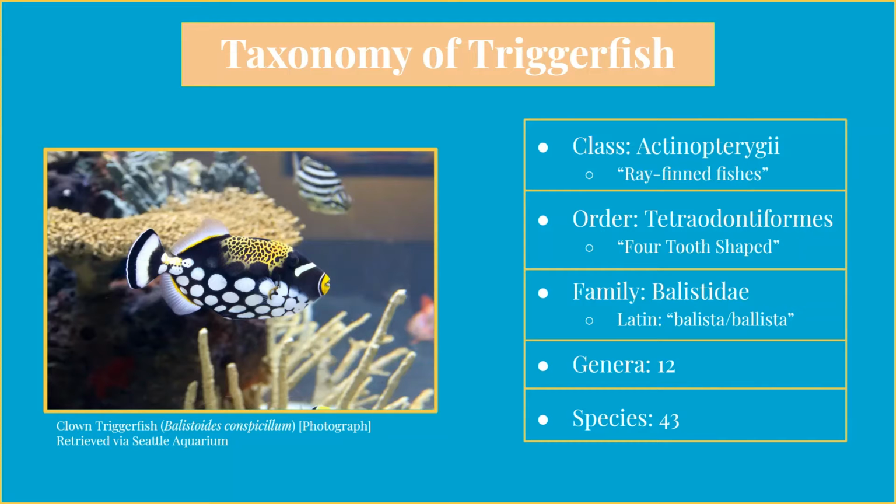They are of the order Tetraodontiformes, which translates to something like four-tooth shaped. This refers to the presence of teeth and their small mouths that resemble something like a beak.